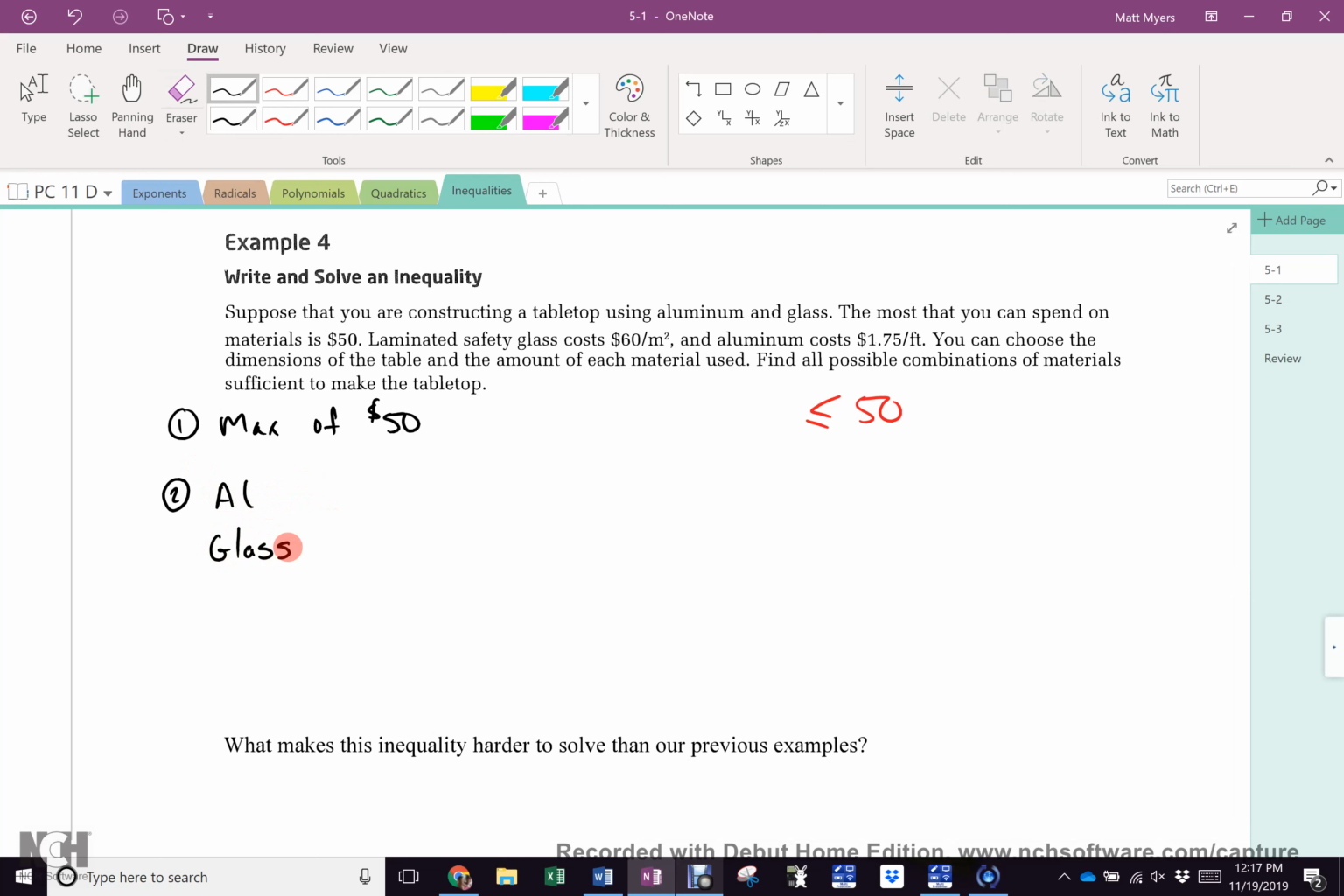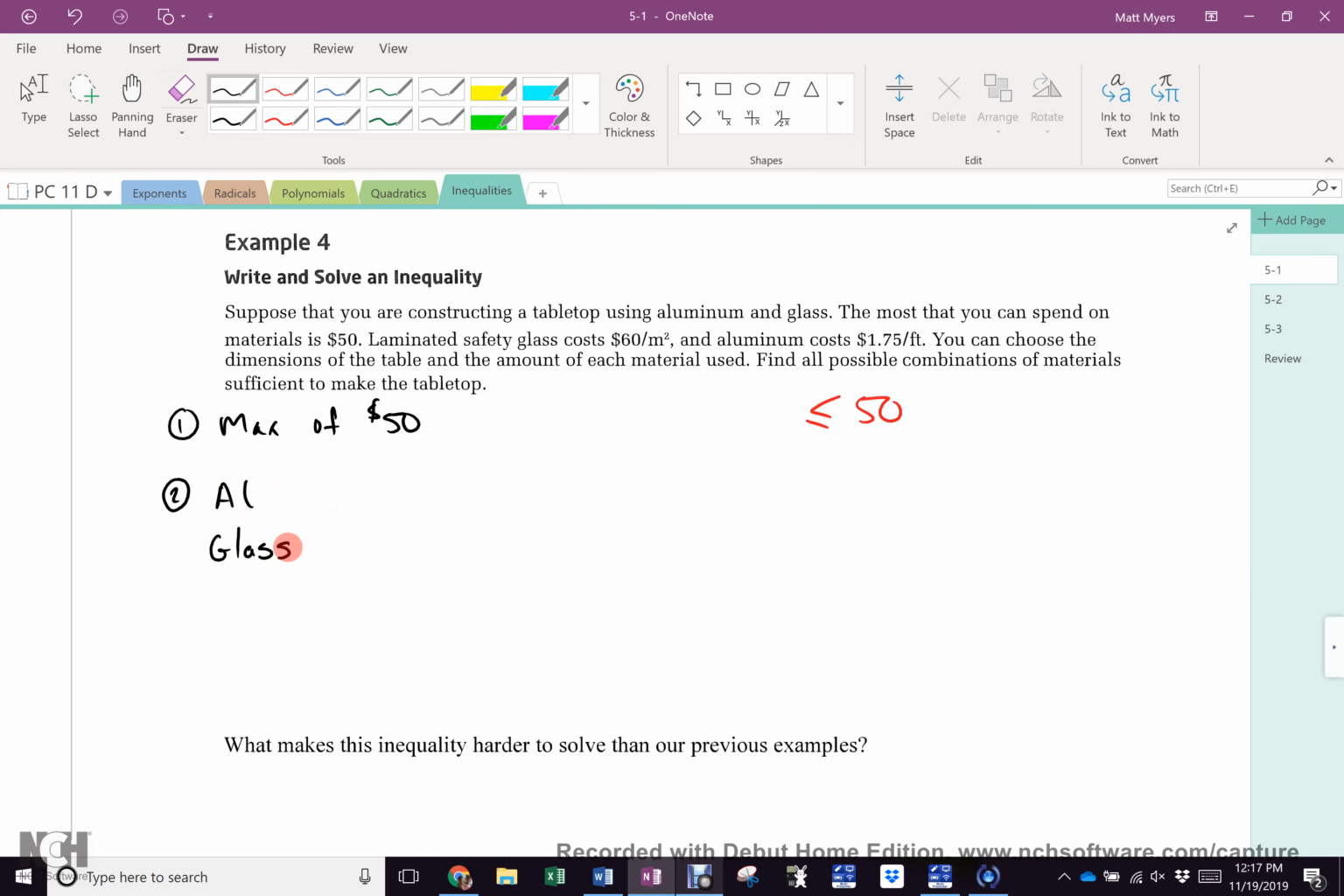60Y has to be less than $50, right? Or I can't make the table. Yeah? Now, we could do this with just guess and check, couldn't we? If I bought 1 foot of aluminum, I could work out how much glass I could buy, yes? Right? I would just sub in, yeah? But if I write and use an inequality, I know all of my combinations right away, don't I?